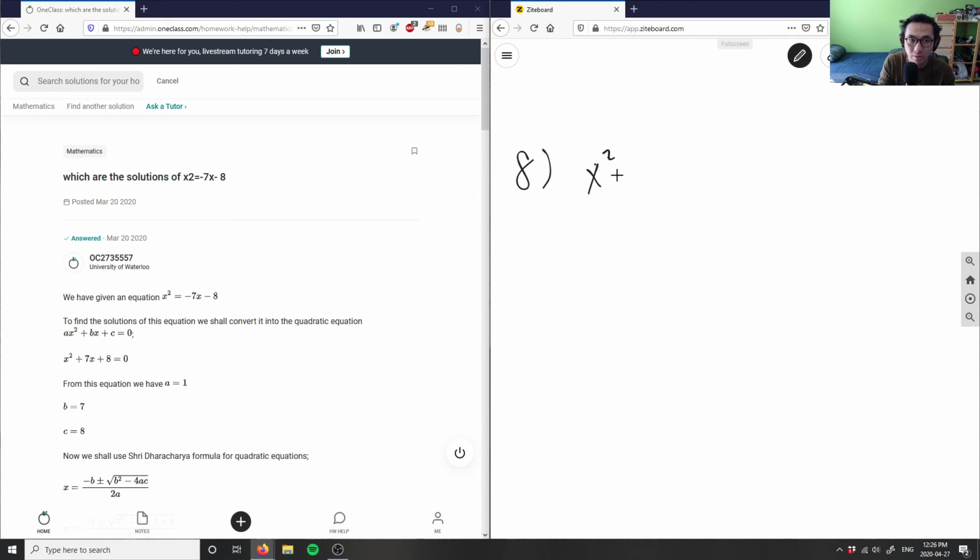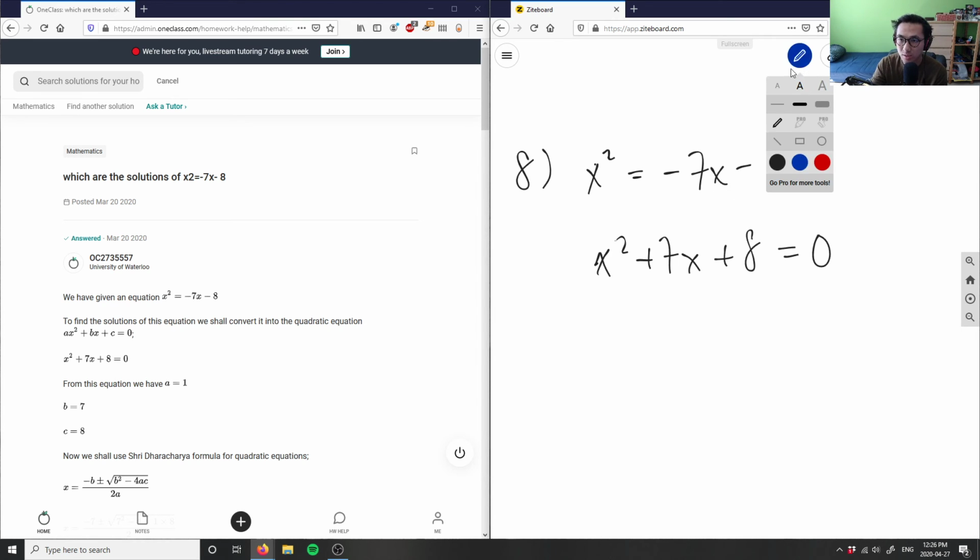So I have x squared equals -7x minus 8 here, and I'm going to again move everything to one side. So I have x squared plus 7x plus 8 equals 0, right? And this here will give us our quadratic equation. So how can we factor this? What can we do to this equation to solve for this? Well, let me just think about this question here.